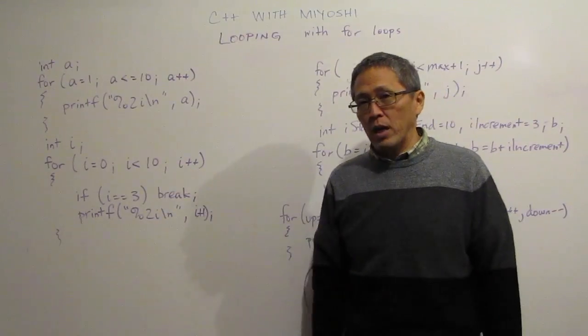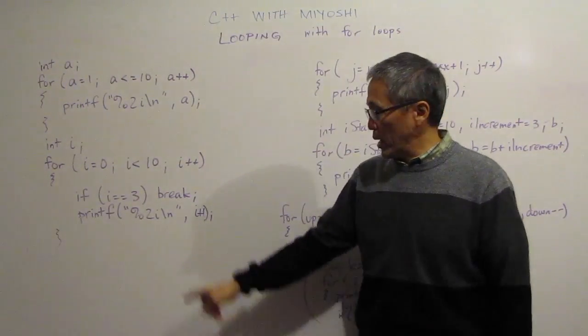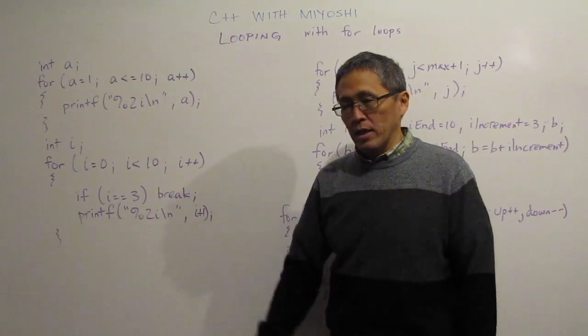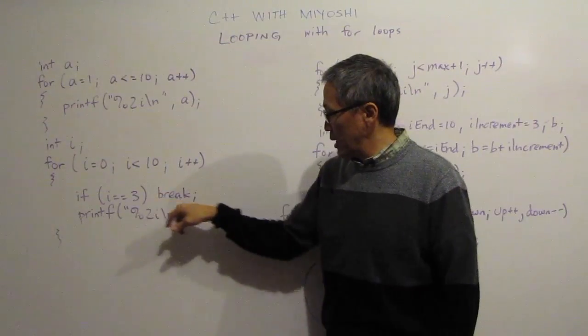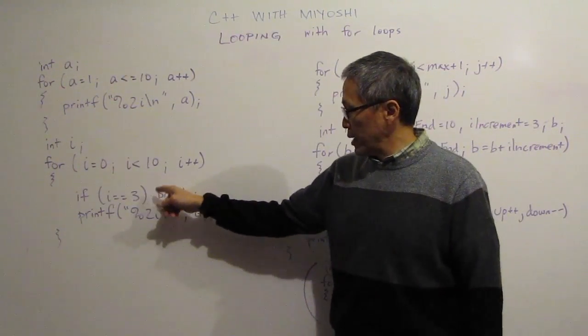Here's something new as well. Besides counting from 0, another new thing is we have this little break. We've seen break before. Break has been used in our switch case, but break in this case, for a for loop or any kind of loop, can get out of the loop.